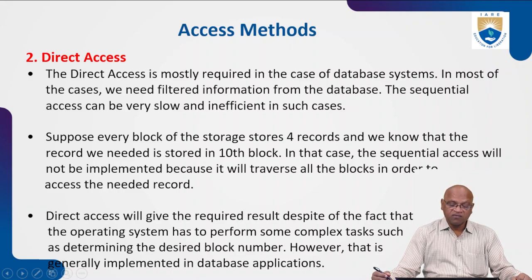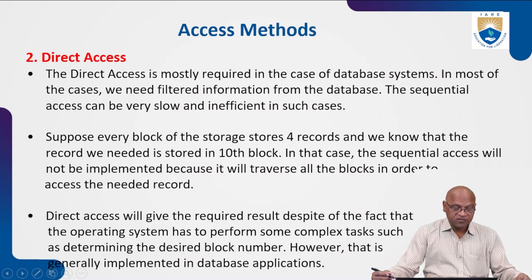Suppose every block of the storage stores 4 records, and we know that the record we need is stored in the 10th block. In that case, sequential access is not suitable, because it will traverse all the blocks one by one to reach the required record. If it is 100 or 200 blocks, it goes one by one and takes a lot of time. So in those cases, we use direct access. In direct access, it goes to the required block, even though the operating system has to perform some complex tasks such as determining the desired block number.